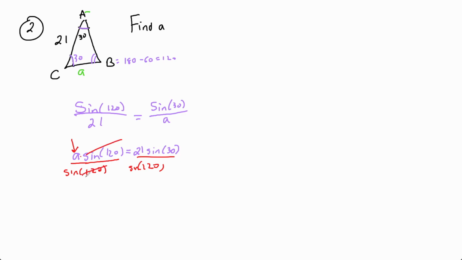So these will cancel, leaving me with a equals 21 sine 30 over sine 120. And if we put that in our calculator, again, we are in degrees, so be careful with that. So we got sine 120 over 21 and 30. We get 12.1.